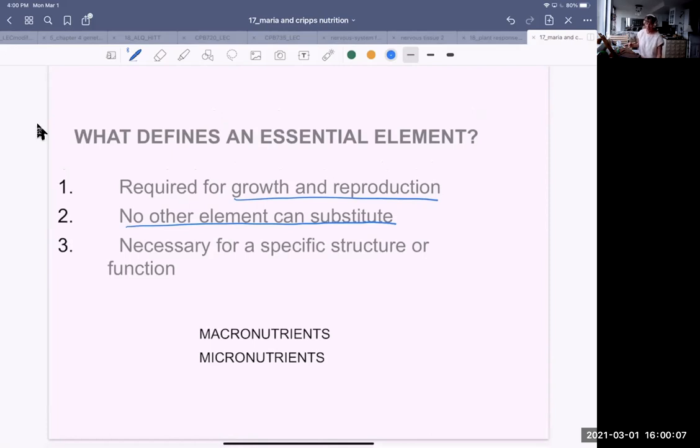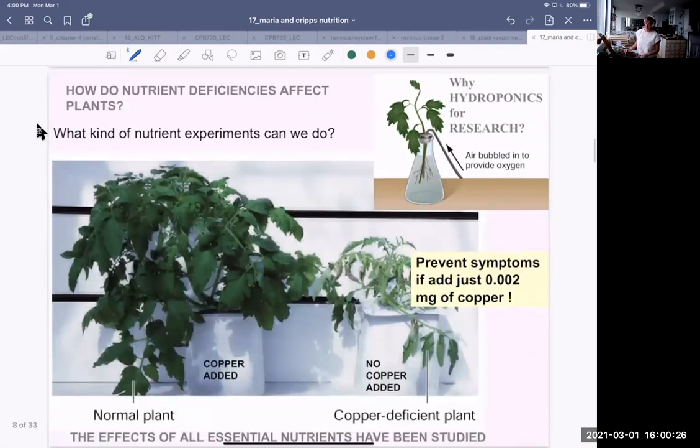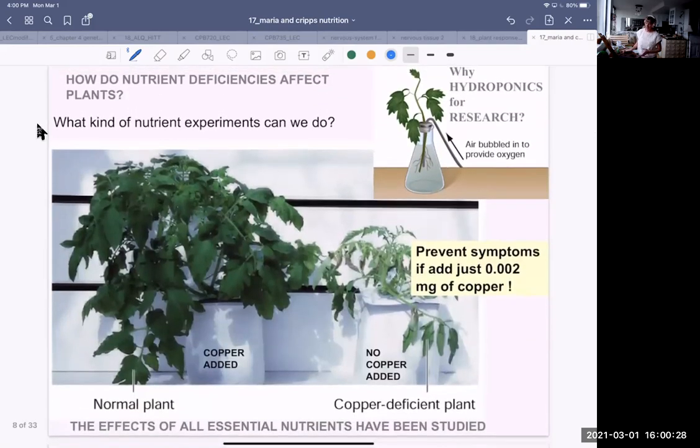So we know how nutrient deficiencies can affect humans. What if you have a deficiency in iron? You get tired, you get anemia. If you have a deficiency in iodine, you get possibly a goiter. How do nutrient deficiencies affect plants? And how can we experiment and find that out?